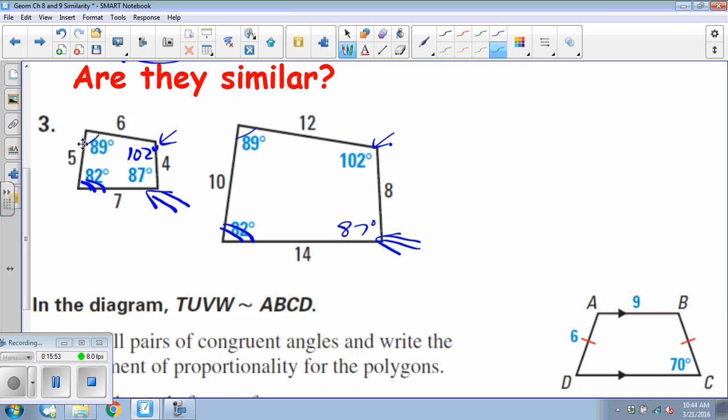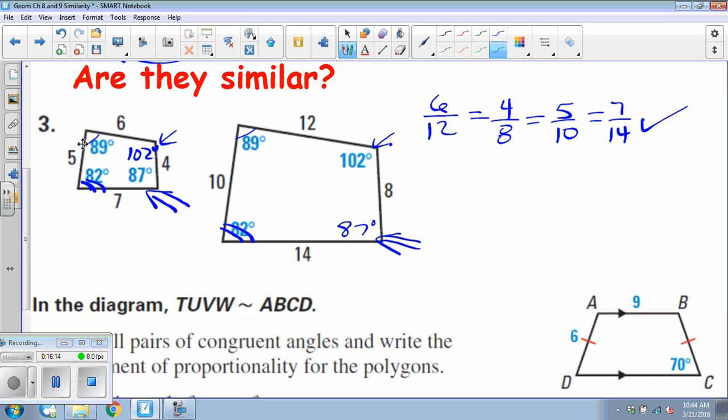Okay? So 6 over 12 has to equal 4 over 8. That has to equal 5 over 10. And that has to equal 7 over 14. And they all do. That's 0.5. That's all 1/2, right? So all of these are proportional.